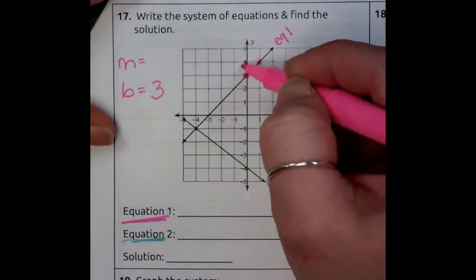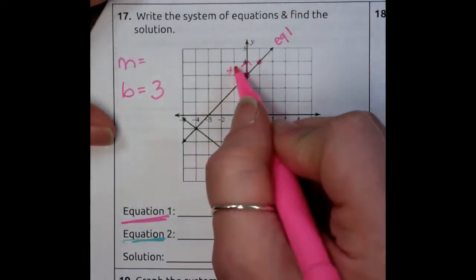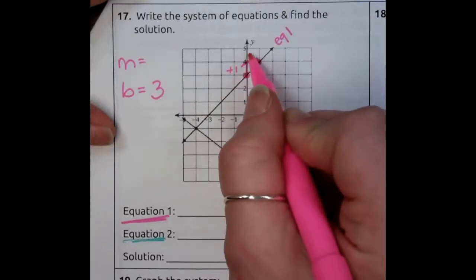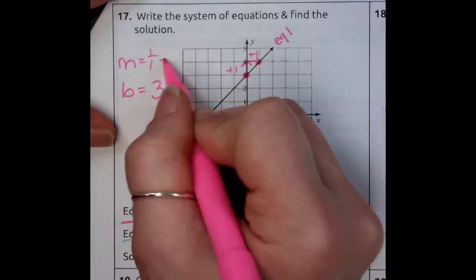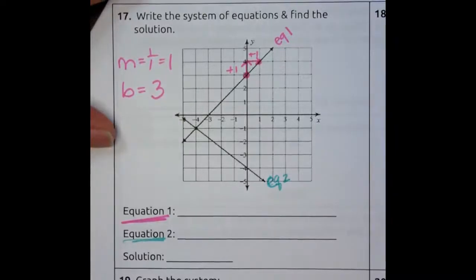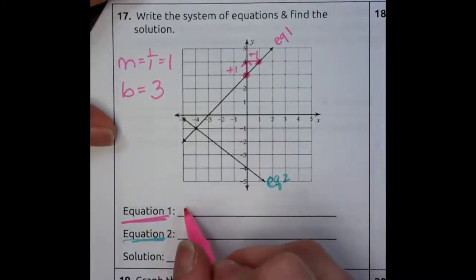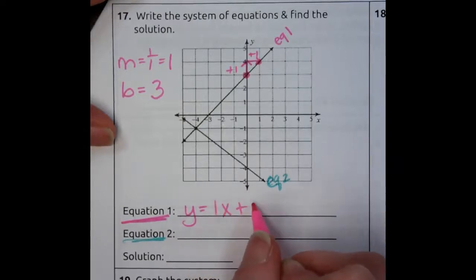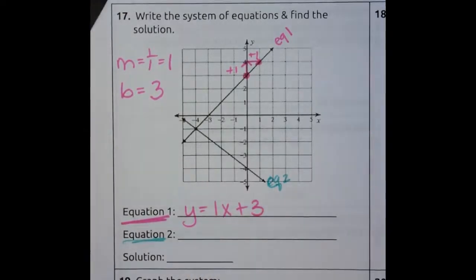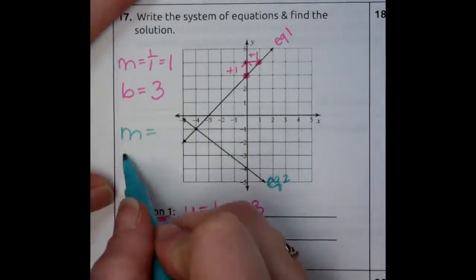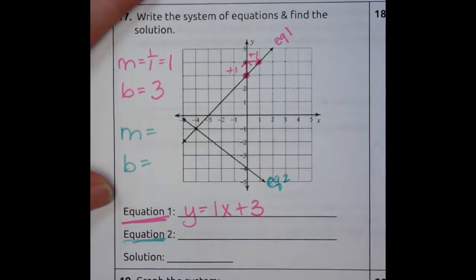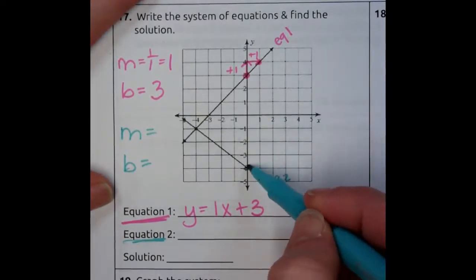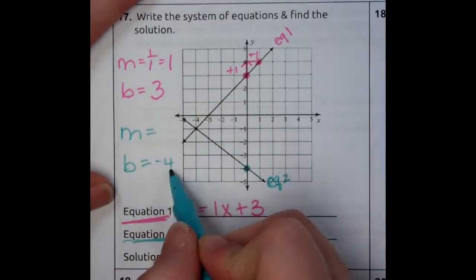So here's my rise, which is +1, and my run, which is +1. Which means that my slope is 1. So for equation 1, my equation is y equals mx plus b. For equation 2, I need my m and my b. So my b value for equation 2 is right here at -4.